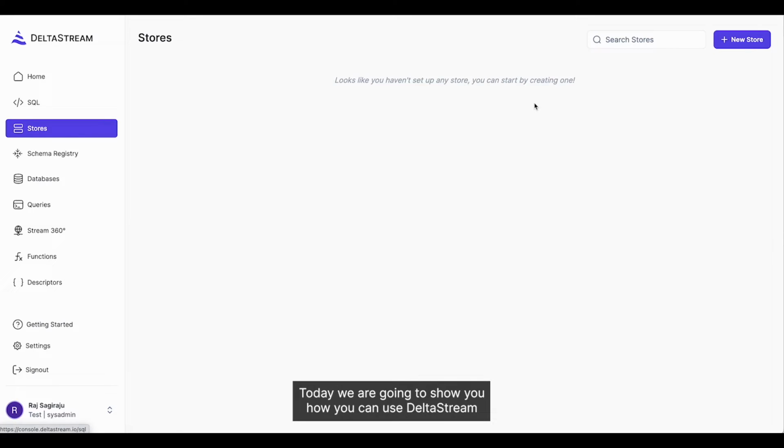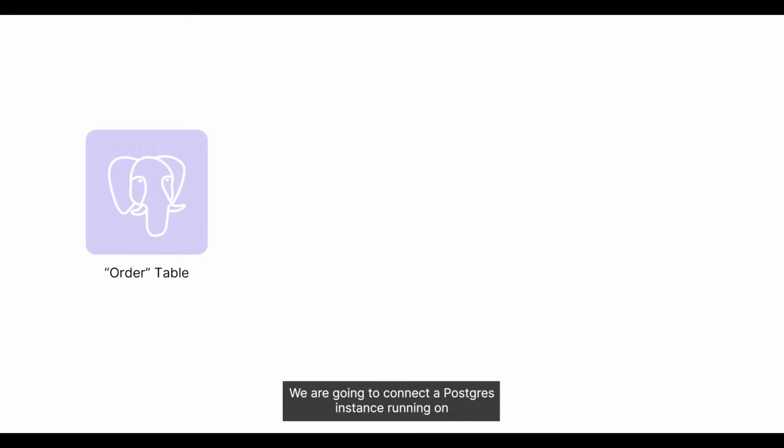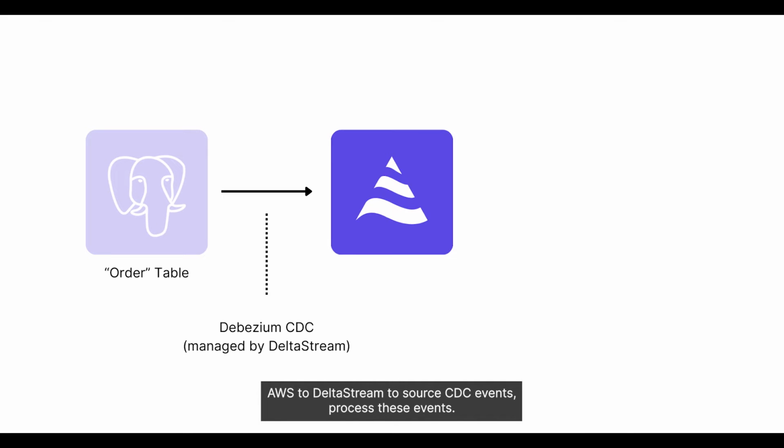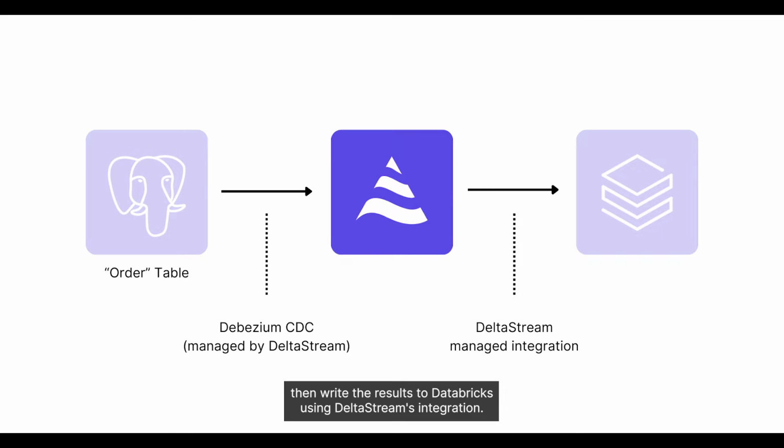Hi there! Today we are going to show you how you can use DeltaStream to create CDC-based pipelines. In this particular scenario, we are going to demonstrate how you can stream CDC events from Postgres into Databricks. We are going to connect a Postgres instance running on AWS to DeltaStream to source CDC events. Process these events in DeltaStream, then write the results to Databricks using DeltaStream's integration.